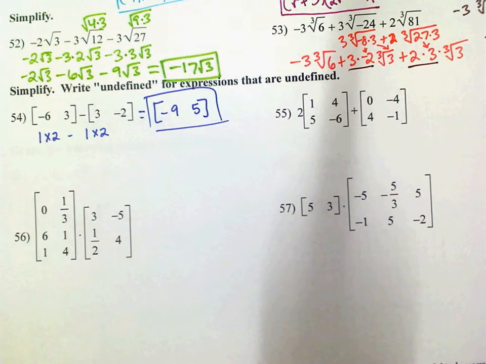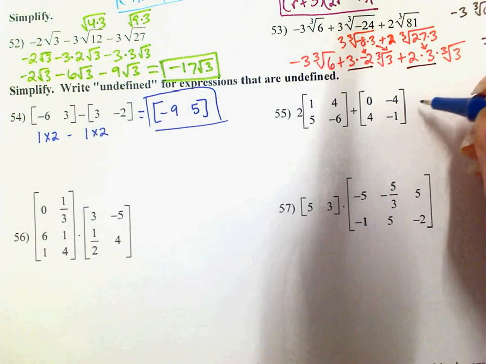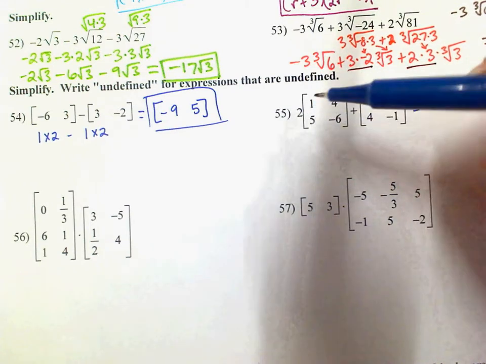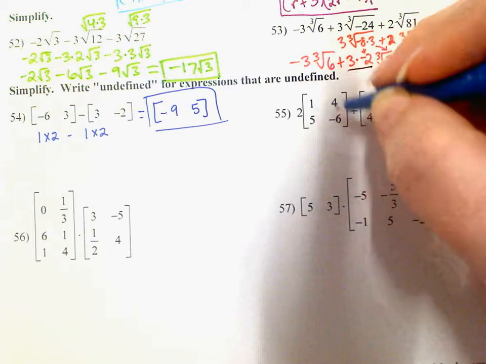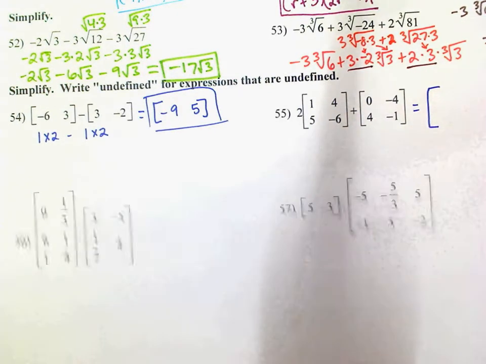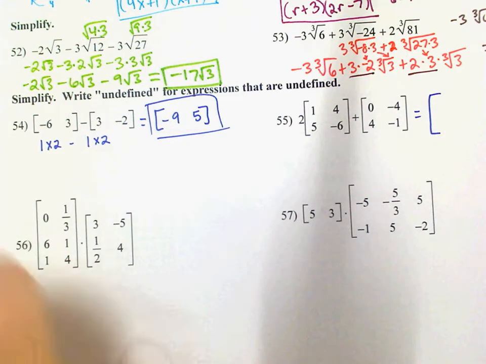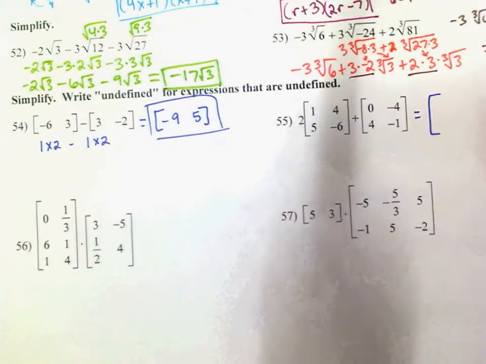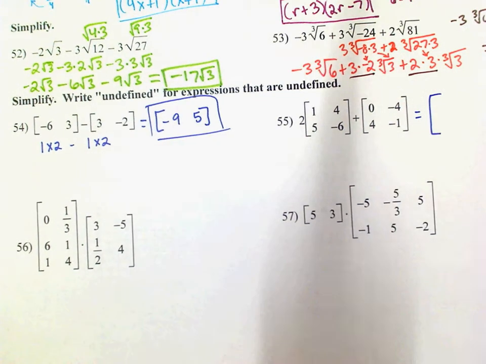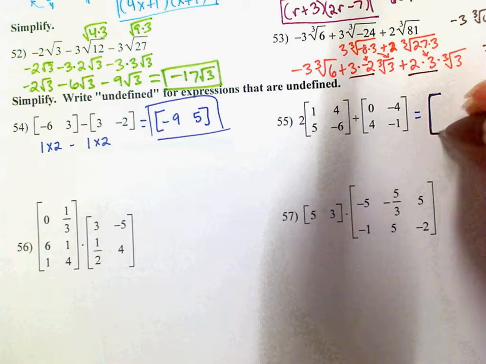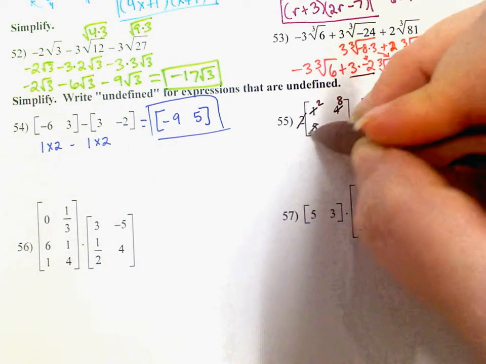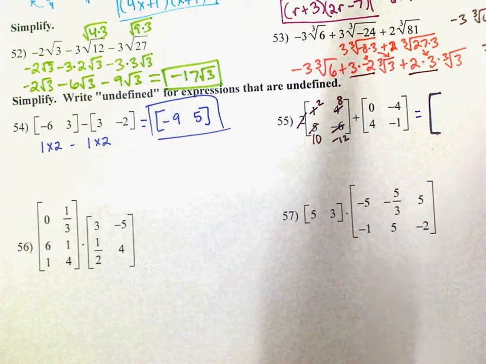Number 55 has to do with addition, and they're both 2 by 2s, but this has a 2 in front of it, so we're basically going to multiply all of these by 2 and then add them to those. Ooh, I got to the same color. That would be tragic. So I'll use that color. What you could do is just say, okay, this is 2, this is 8, this is 10, and this is negative 12. And just multiply it like that, and then add.